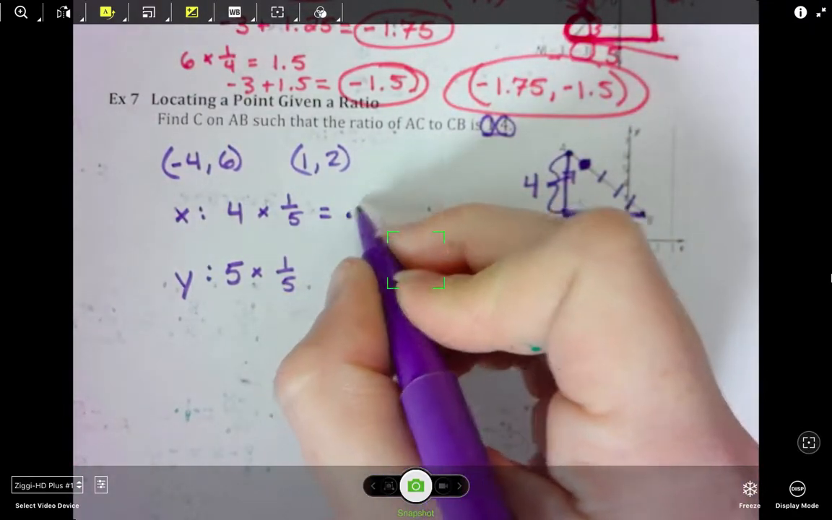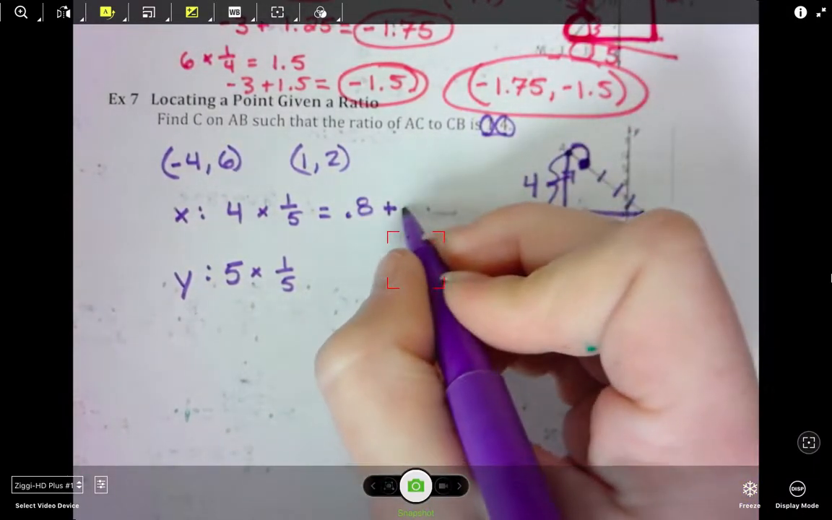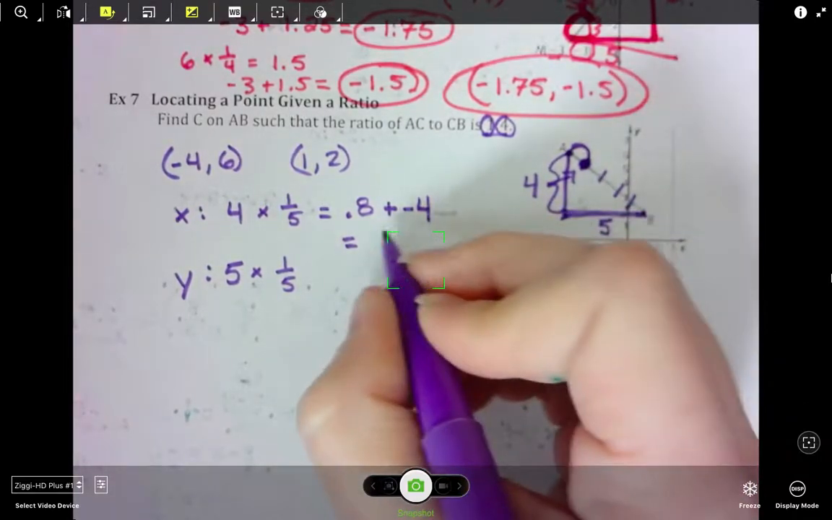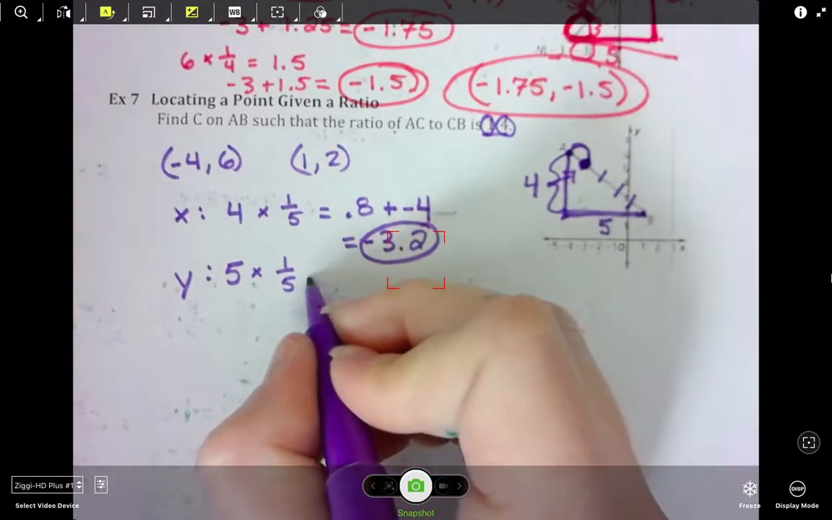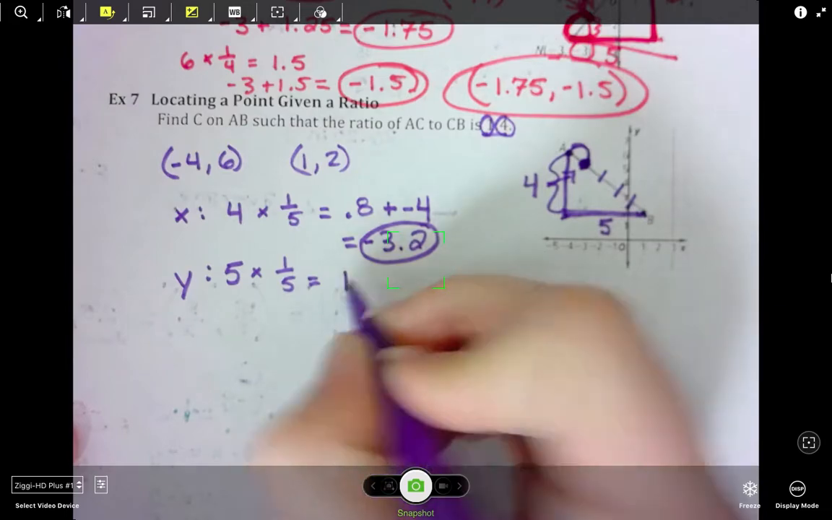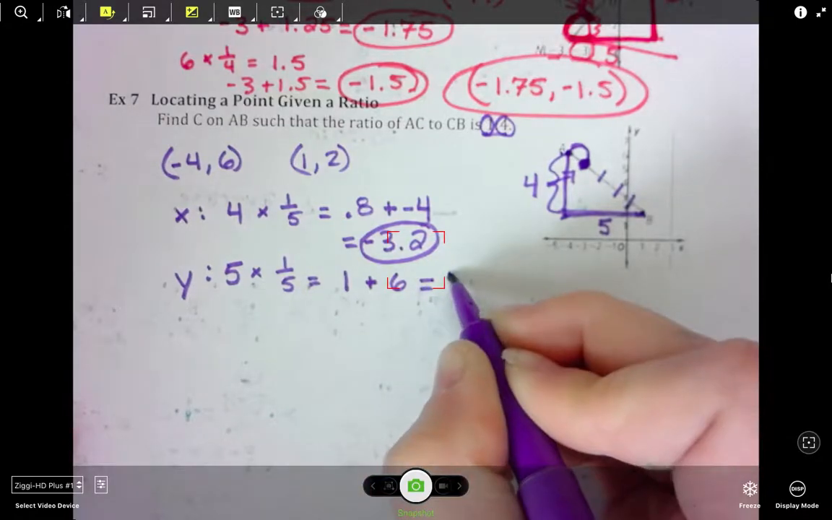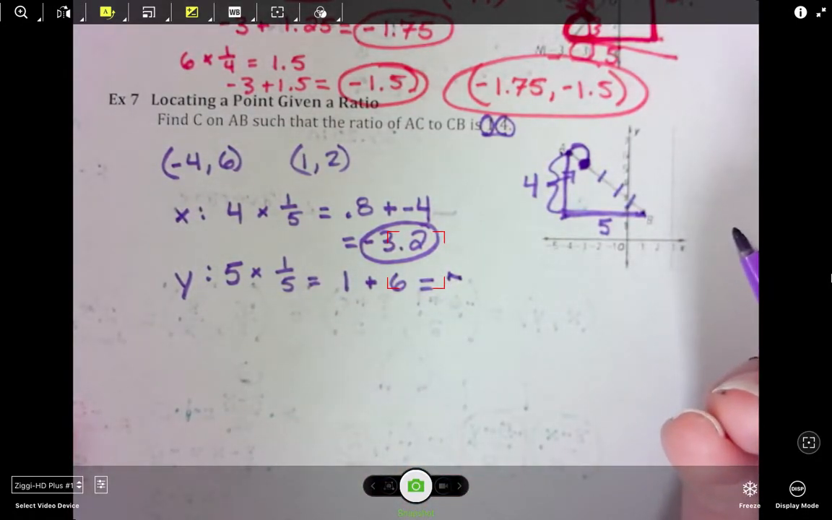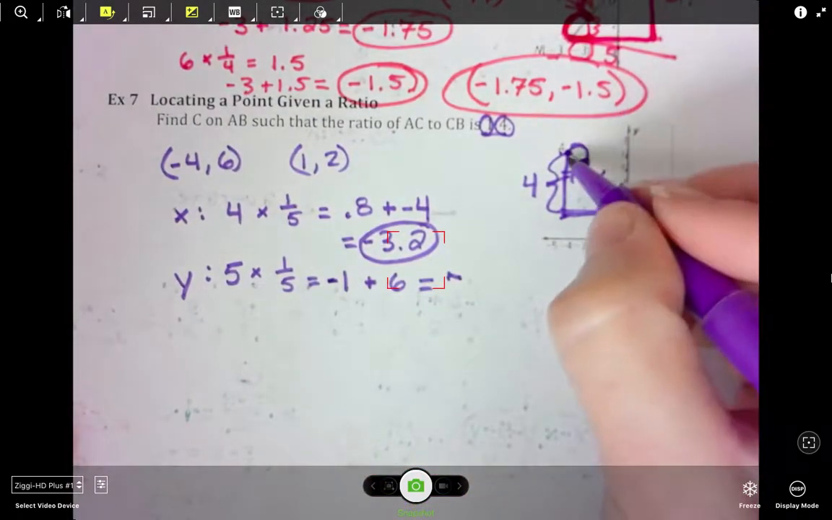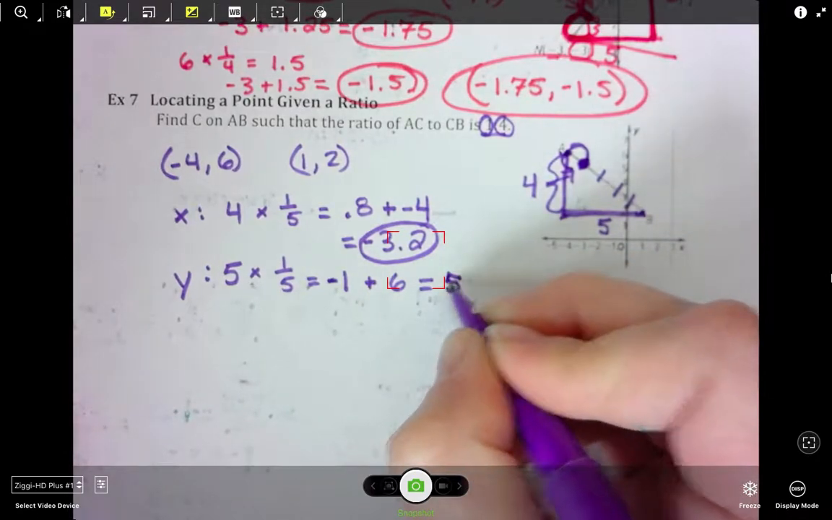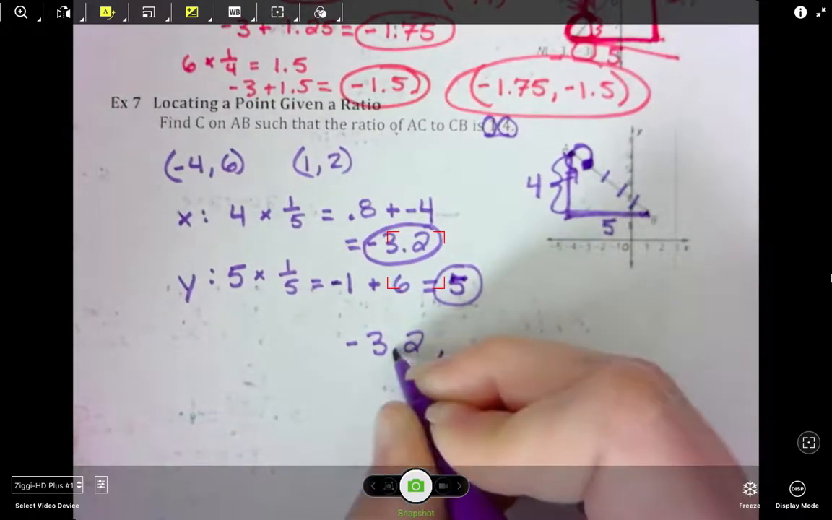4/5 is 0.8, so I'm going to take that 0.8 and add that on to A, because I want it to be going over there. 0.8 plus -4 is -3.2. That's going to be my new x coordinate. My new y coordinate, 1/5 of 5 is 1. Excuse me, I'm going to subtract 1 from 6 because I'm going down in this direction. So it will give me a new coordinate of 5. So my new point will be -3.2, 5.